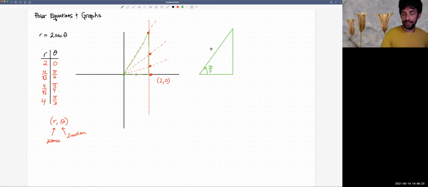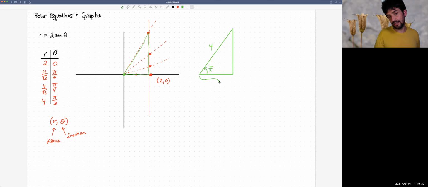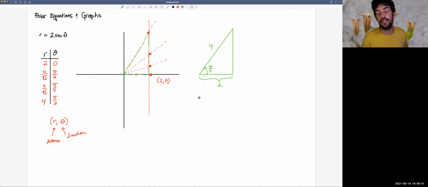Okay. This is our hypotenuse, which was the distance we moved along this line, which was supposed to be 4. So I know that this is 4. Let's see what this distance is, okay? Our horizontal distance, I'll call this distance A.